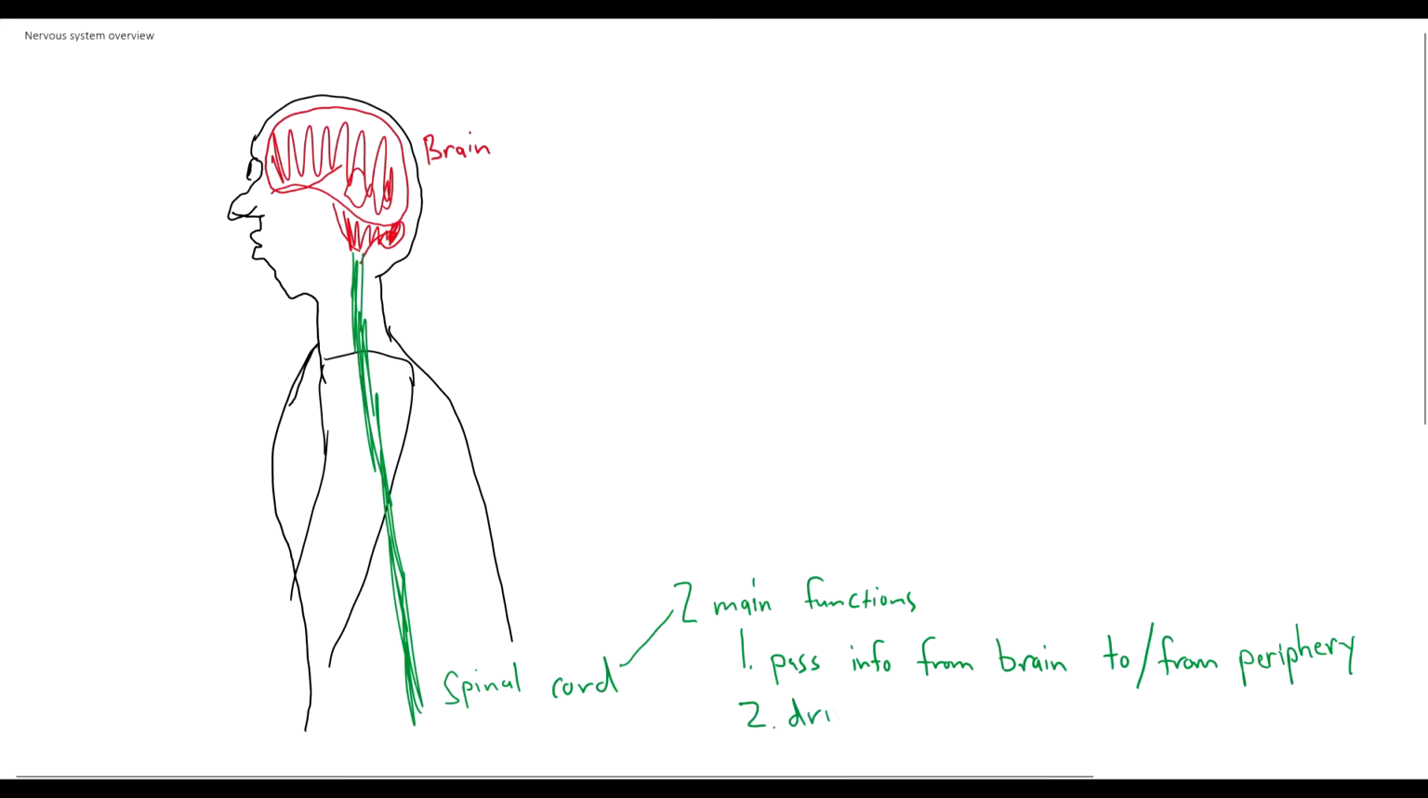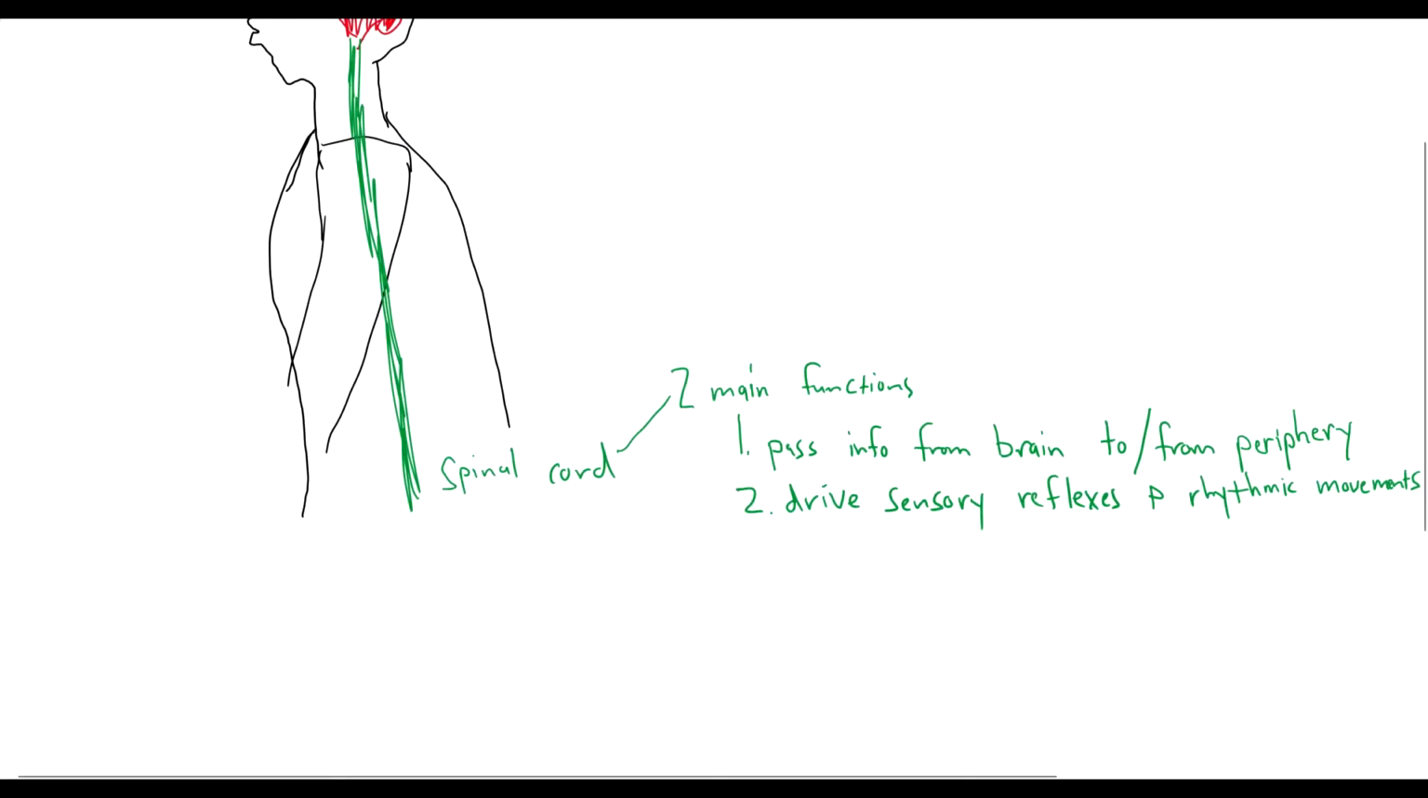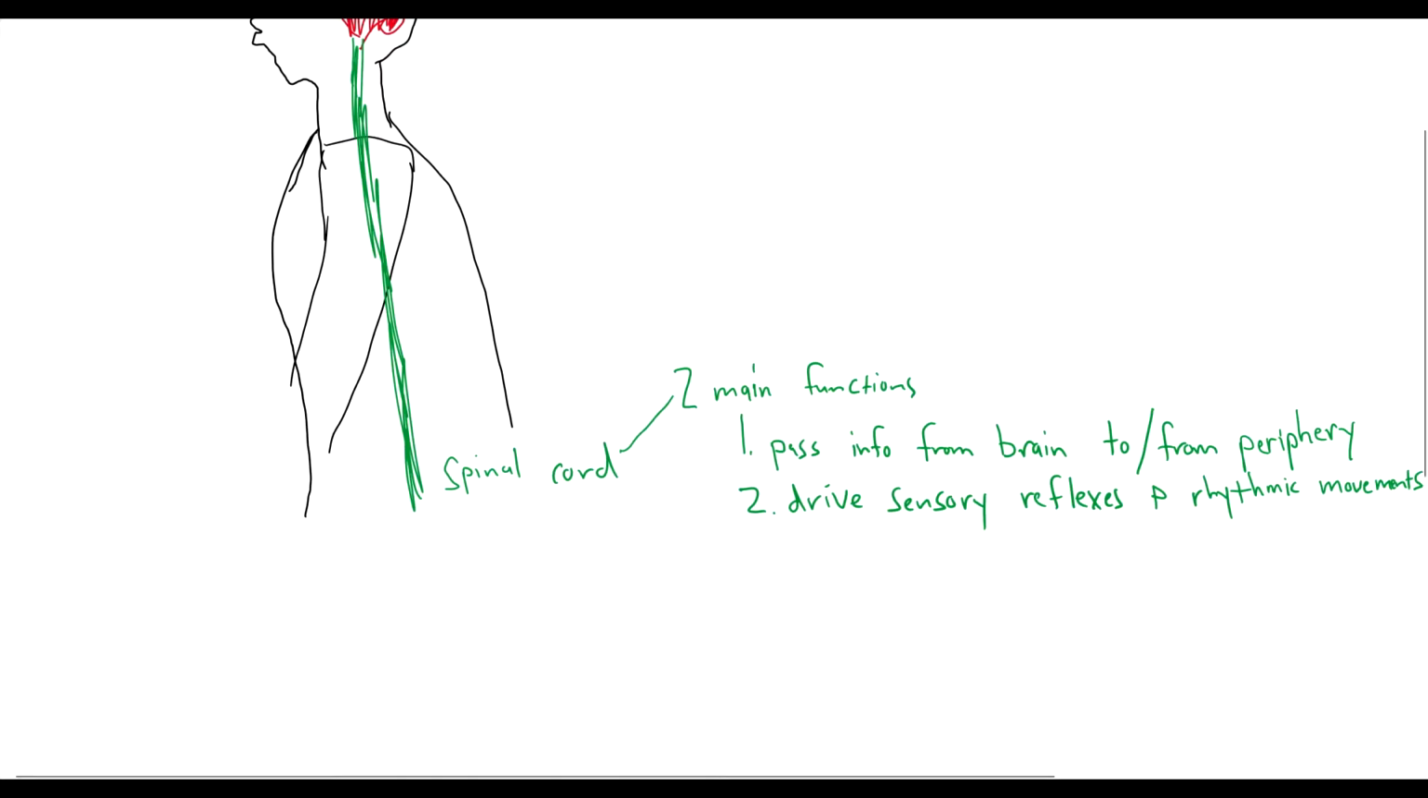A second function of the spinal cord is that it drives sensory reflexes and rhythmic motor patterns. So these are movements that are driven by circuits of neurons that are contained within the spinal cord. So we don't have any inputs going up to the brain to drive these movements. For example, for a sensory reflex, when you're at the doctor's office and you get hit on your knee and you kick your leg, that's a sensory reflex. And so the circuit that drives that response is contained within the spinal cord.